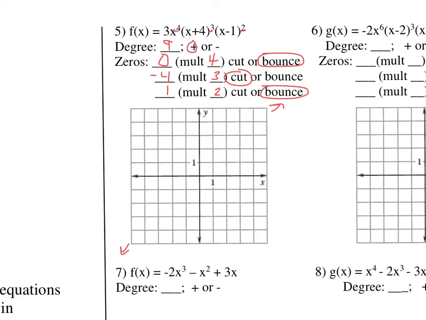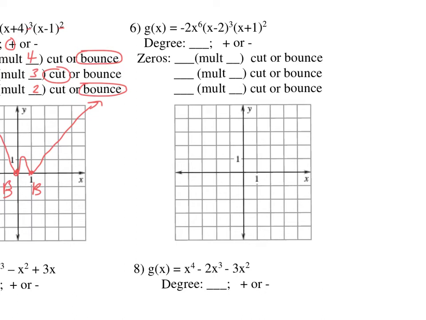So what do we got? We got -4, we got 0, and we got 1. Okay. So -4 is the one that's a cut. And then we have 2 bounces. So as I come from the bottom, I'm going to cut through the x-axis, and now I'm on the top. But the rest of the way, I'm just going to bounce, which means I'm just going to stay up here on the top half. We would only go through it if it was a cut. And since those two are bounces, they're going to stay on that top half.